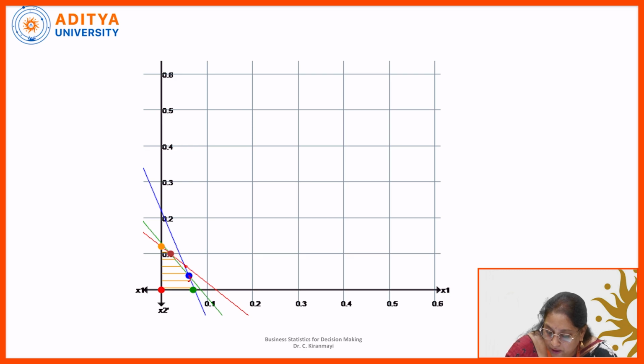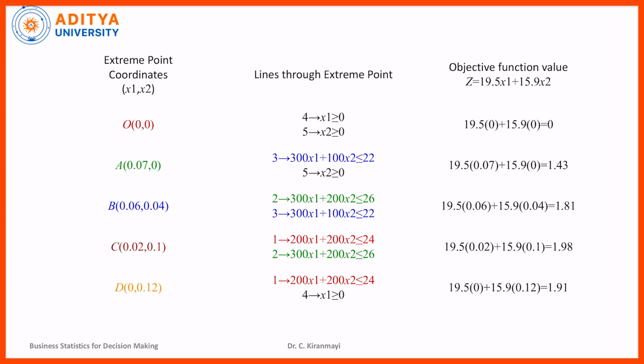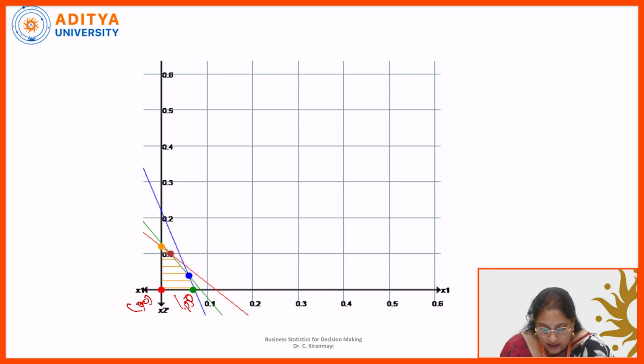Now, in this problem, the feasible region is shown by the shaded part. Okay, and this is the feasible region. So, after identifying the feasible region, next find out the coordinates of all these points. This red one is the origin, therefore it is going to be 0, 0, and this is on the x-axis, therefore the y coordinate is going to be 0, and the x coordinate is 0.07. This is A and this is B.